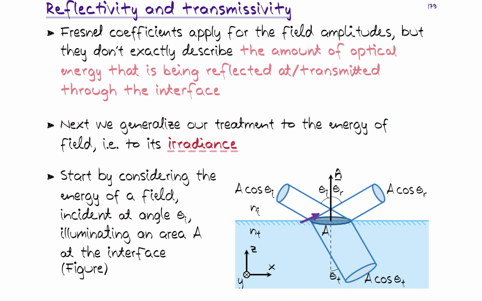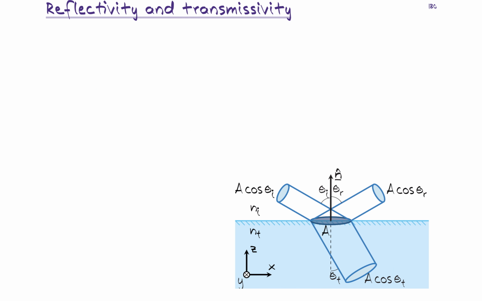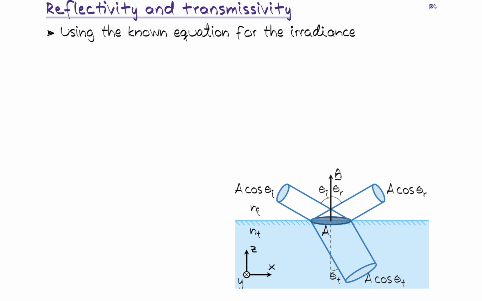It's now incident on the interface. And here is the cross-sectional area which I'm illuminating at the interface with my incident beam. The other parameters will be essentially the same, but the change is that we are now considering a specific area, so that we can actually calculate how much energy or irradiance is being incident on the interface or being reflected and so forth.